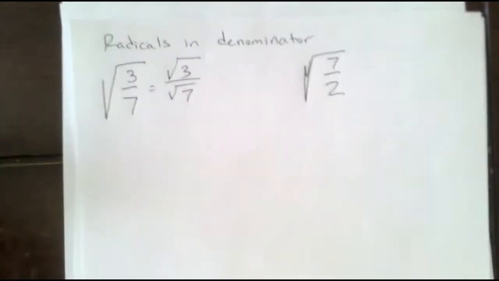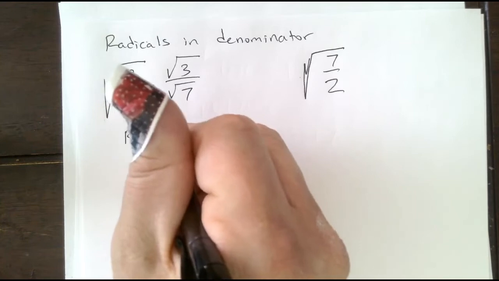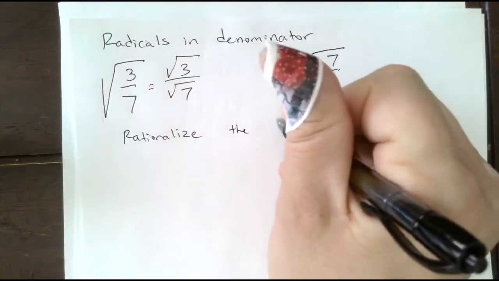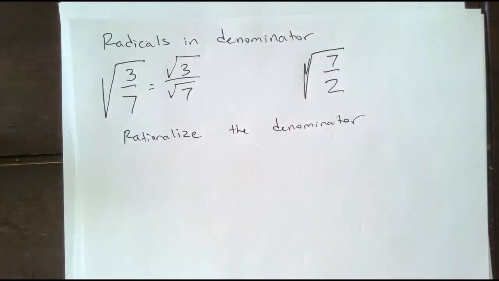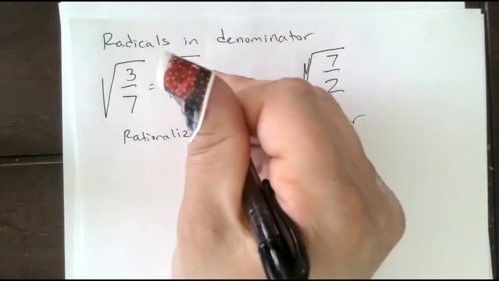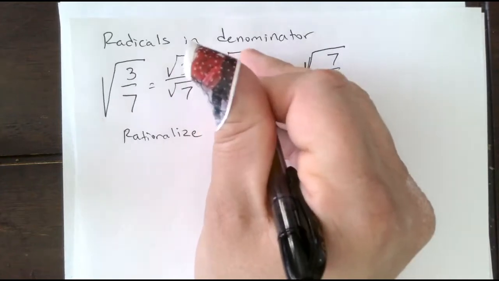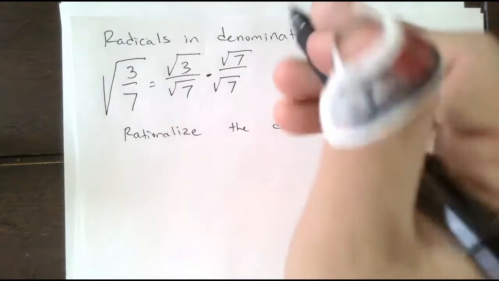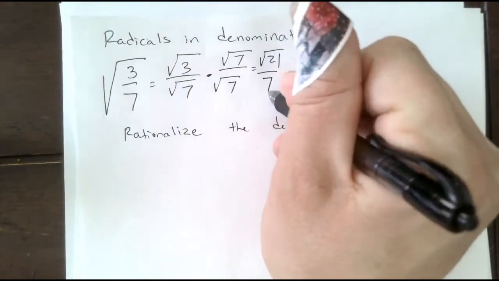So the way we do it is a thing called rationalize. Now, I want this rationalized, so we're going to do a thing called rationalize the denominator. So we're going to rationalize the denominator. The way we rationalize it is we times the top and the bottom by whatever the bottom is. So then we're going to have the square root of 3 times the square root of 7, which is the square root of 21 over 7.